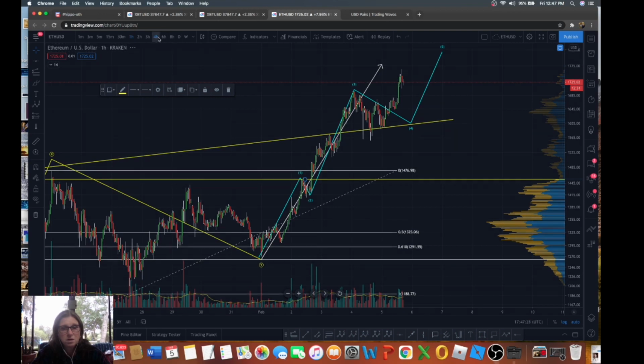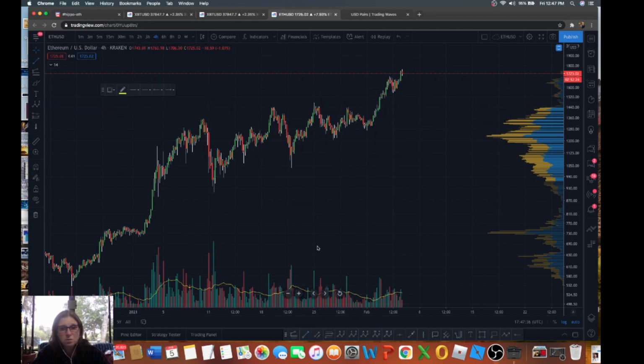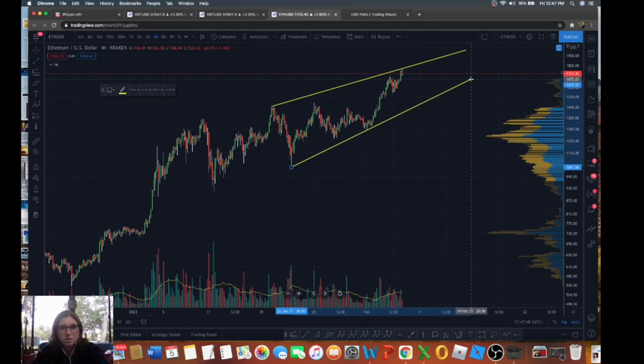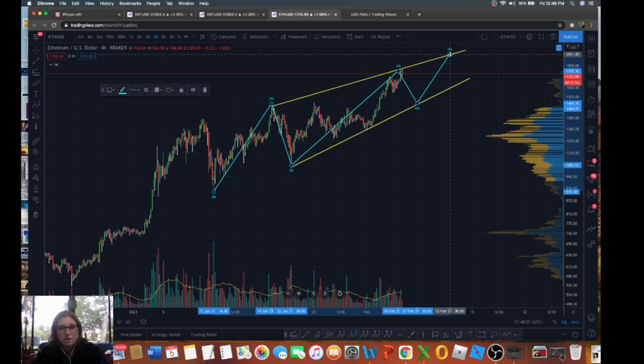Let's take a look at the indicators. I had one more idea I wanted to show. We could be, and this is just an idea, forming an ending diagonal. And this is something we need to watch out for. And it would be a wave 1, 2, 3, 4, 5.